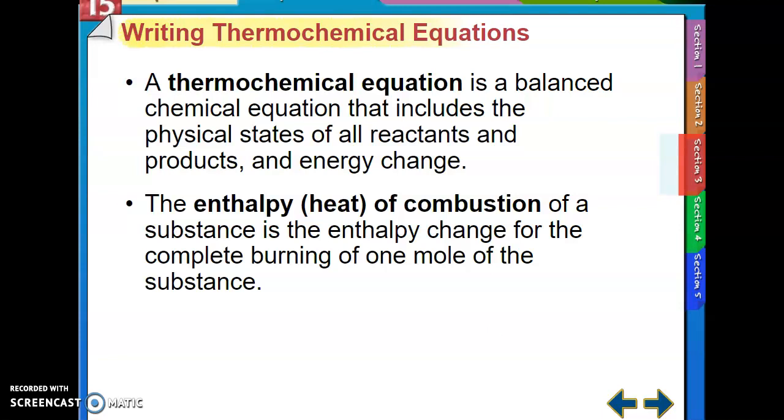A thermochemical equation is basically a balanced chemical equation. It includes states of matter, the reactants, products, and energy changes, and we use that equation to show what kind of heat is gained or lost by that system.